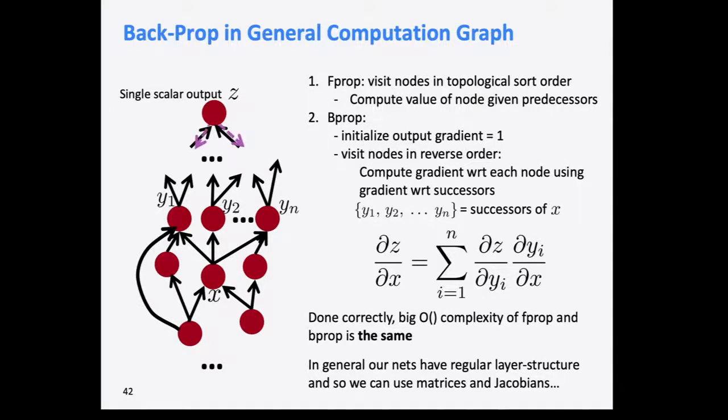Basically, the overall rule is for any node, you work out its set of successors, the things that are above it, that depend on it, and then the partial of z with respect to x is simply the sum over the set of successors of the local gradient that you calculate at the node times the upstream gradient of that node.